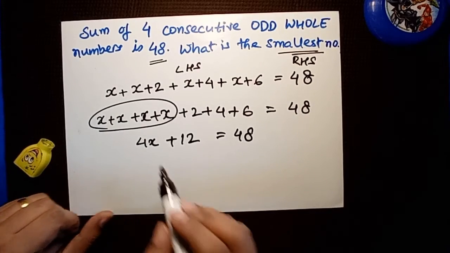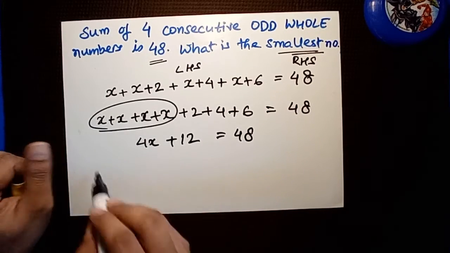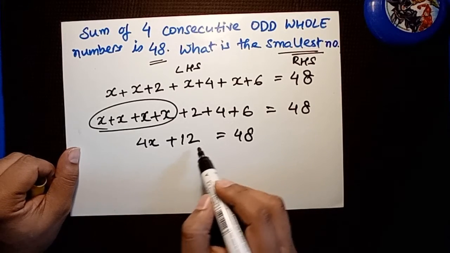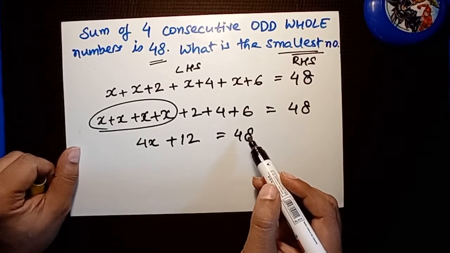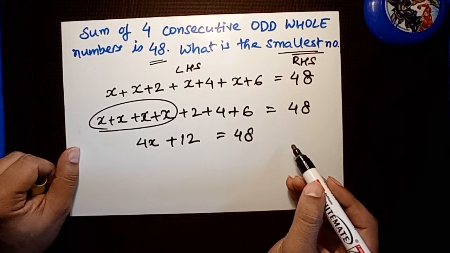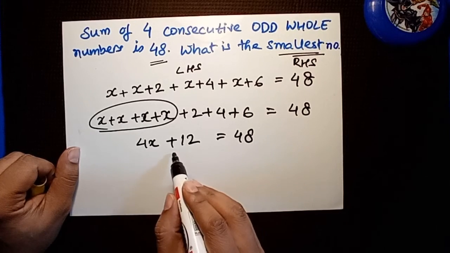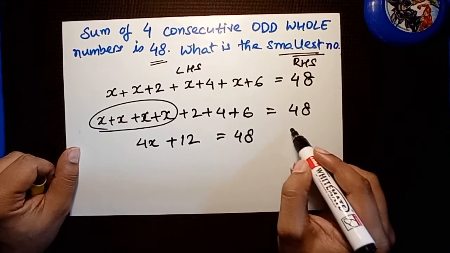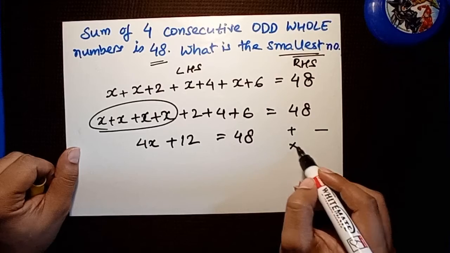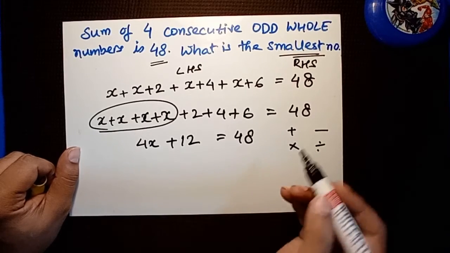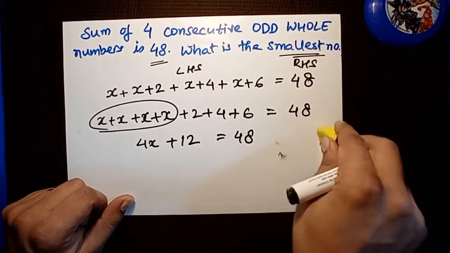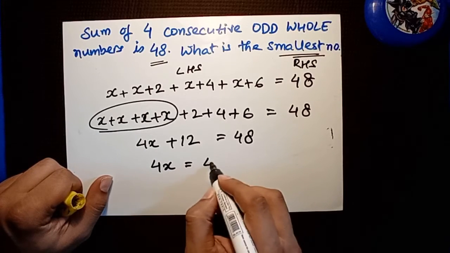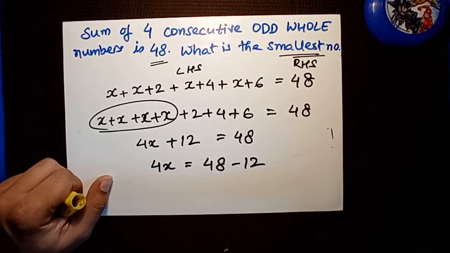Since I want to solve for x, I want to remove everything from the left hand side except x. So first let's get rid of 12. One way to look at it is I can send 12 to the right hand side. When I send 12 to the right hand side, the sign changes. So plus becomes minus, multiplication becomes division and vice versa. So I send it to the other side. 4x is equal to 48 minus 12.